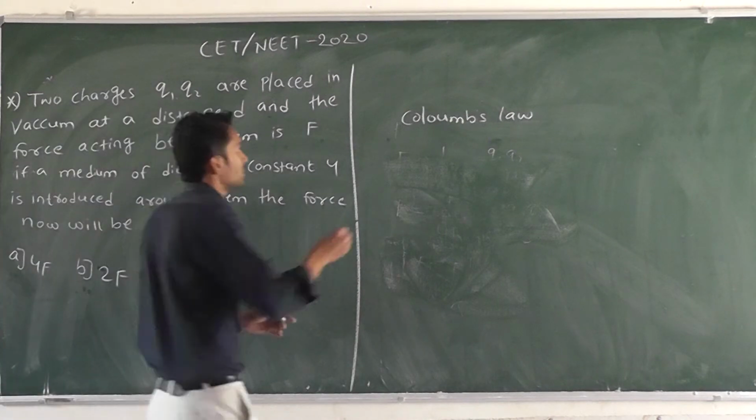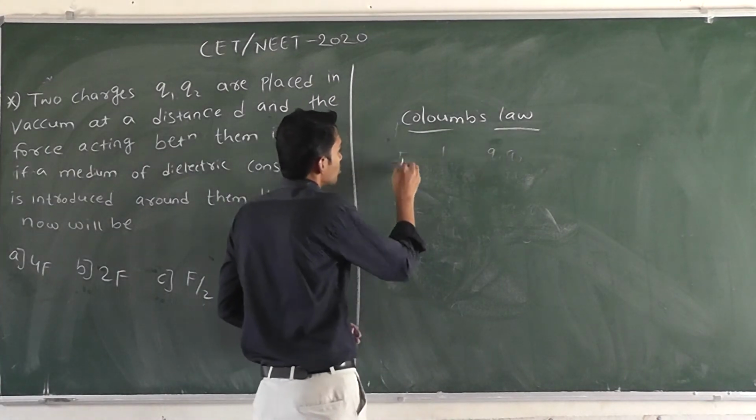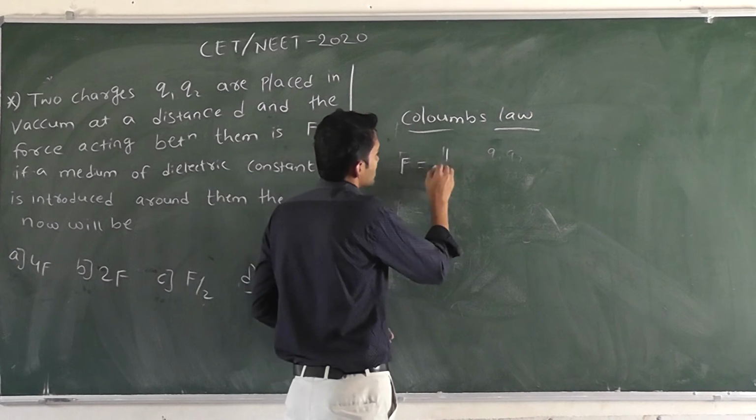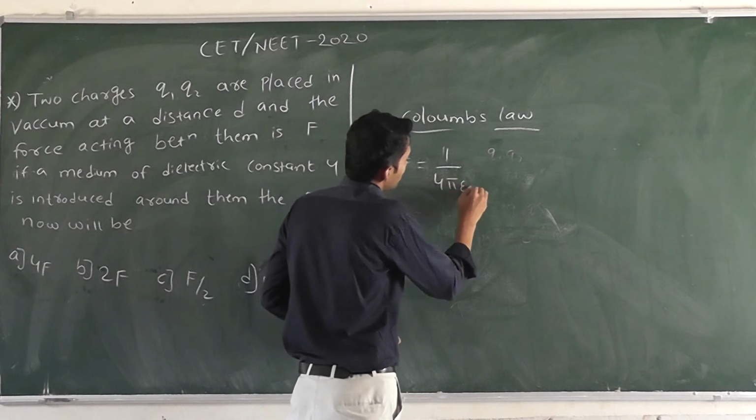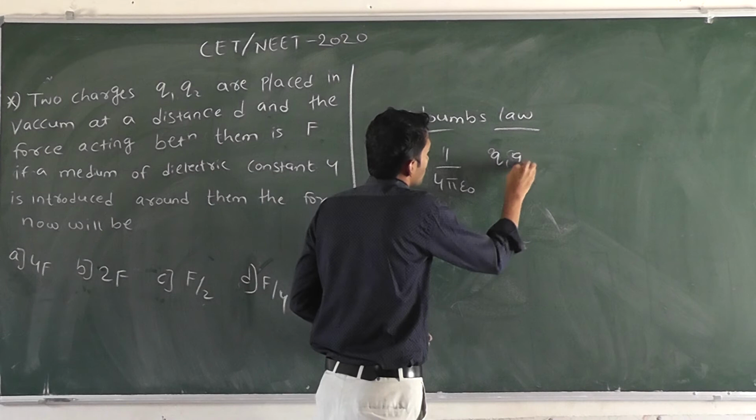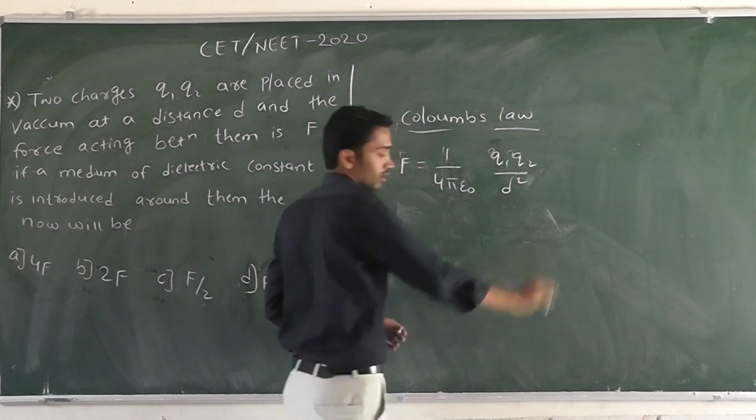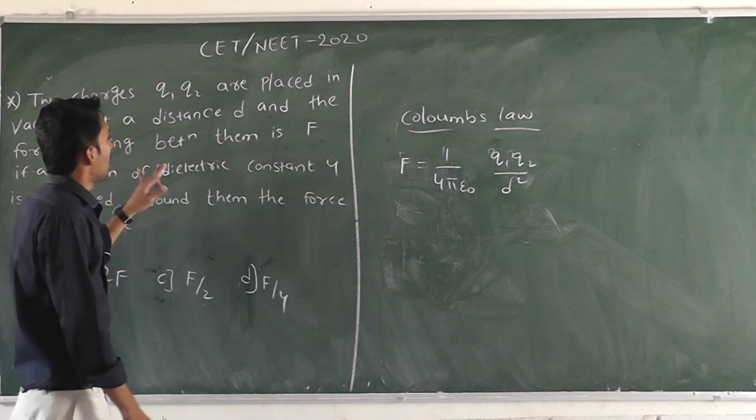We already know Coulomb's law. In theory we will study about Coulomb's law. What is the equation of Coulomb's law? F is equal to 1 by 4 pi epsilon naught Q1 Q2 by d square. And next, what is the question?